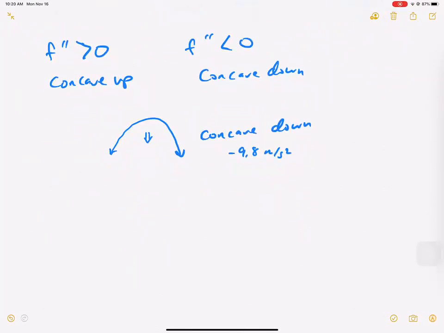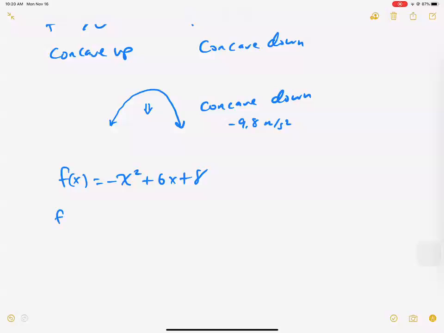So if I give you a problem that says f of x is equal to negative x squared plus 6x plus 8. Okay, we know this is a parabola facing downward. That's a hint. And if I take the first derivative, this gives me negative 2x plus 6. Great, that's awesome.